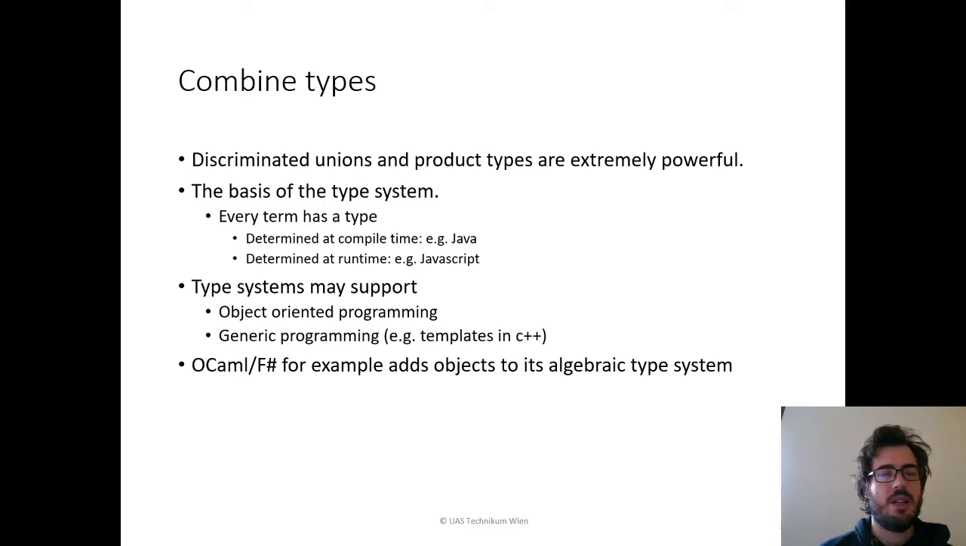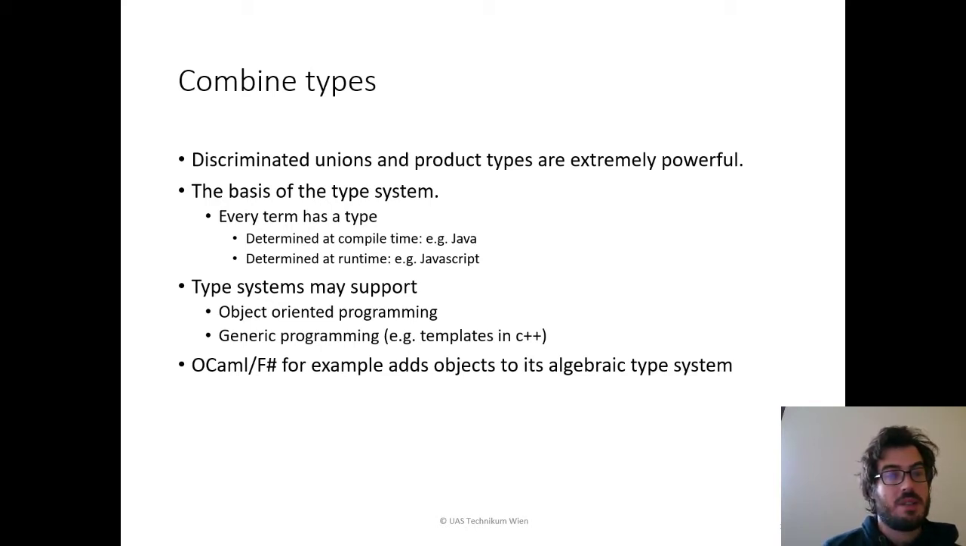Just quickly, I wanted to note what the type system is and what we are using here. Until now, we have used the algebraic type system. The type system is actually more than just that. What is a type system? Every term has a type, for example in Java at compile time, and for example in JavaScript at runtime. However, the type system is still there, so it's useful to talk about types also when we're talking about JavaScript.